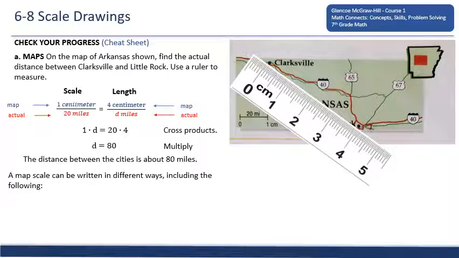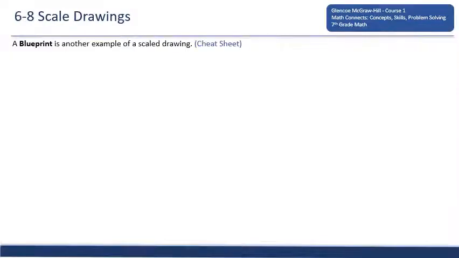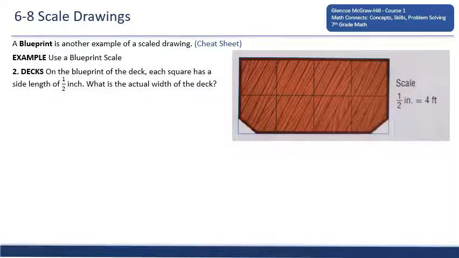And a map scale can be written in different ways, including the following. So we can write it as 1 centimeter equals 20 miles, 1 centimeter to 20 miles, or 1 centimeter over 20 miles. A blueprint is another example of a scaled drawing. So we're going to do an example using a blueprint scale.